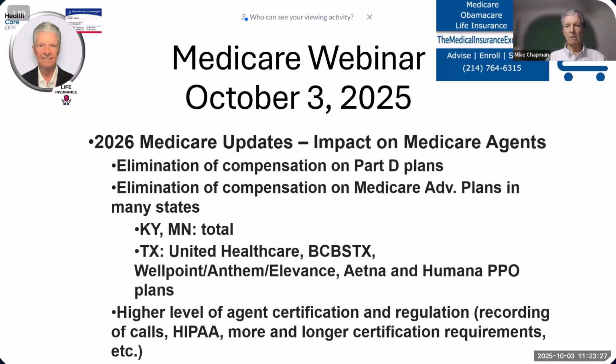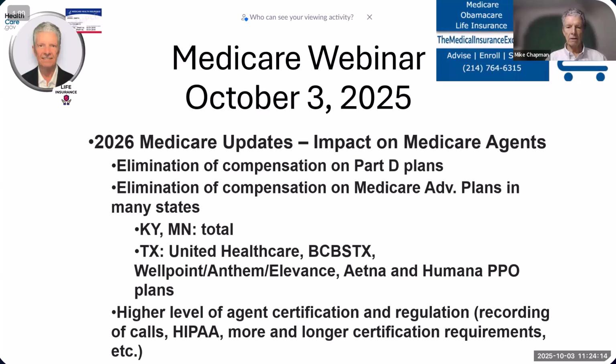Okay, Medicare updates. Now, here's what's happening to Medicare agents like me. This happened last year, and not that there ever has been very much compensation on a Part D plan, but there's no compensation on Part D plan. Then there's total elimination of compensation on Medicare Advantage plans in many states. Kentucky and Minnesota, the agents there, they're moaning and they've built a nice business, but many of those agents are looking to do something else. In Texas, United Healthcare, Blue Cross, WellPoint, Anthem, now renamed as Elevance, and then Humana PPO plans. Their commissions are being eliminated as well.